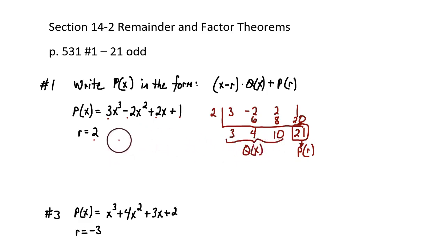So when we write our answer, we're going to follow this form right here. So our answer is a parenthesis, and then x minus r value for r, which is 2, close the parentheses. Then multiply by polynomial Q of X, which we can find from these coefficients. It's 3x squared plus 4x plus 10. Then there's a plus sign where we're going to add on a remainder. So plus the remainder of 21. Here is the answer.